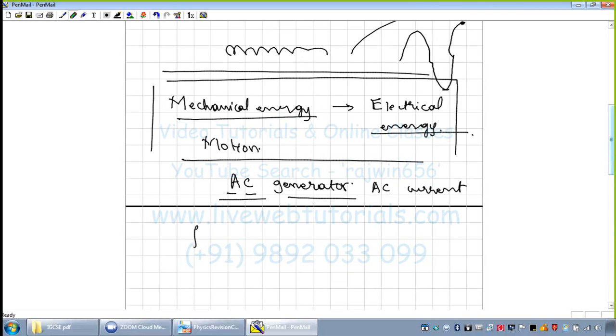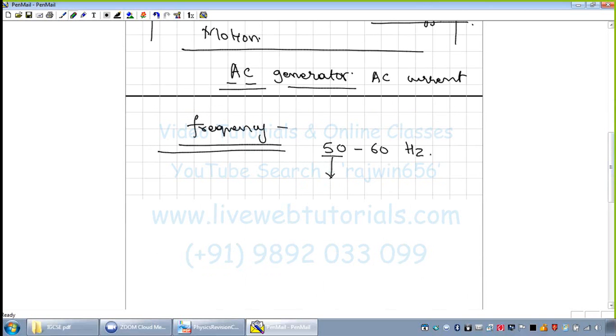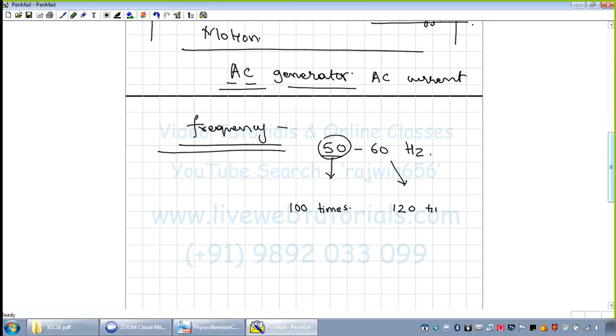The next term is frequency. It is the number of times the current is changing its direction in both ways per second. Normally the frequency of alternating current, that is AC current, that we have in our homes is about 50 to 60 hertz. If it is 50, it means that the current is changing its direction 100 times in 1 second. So if the frequency is 50 hertz, then 100 times per second the current is going to change its direction.